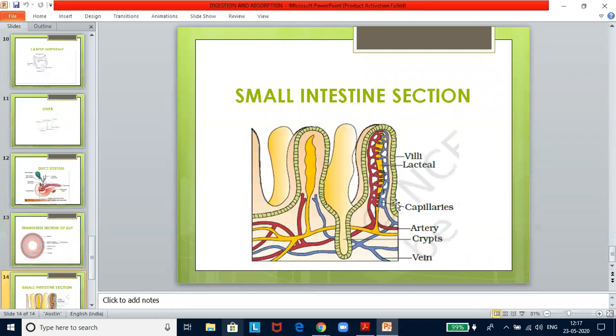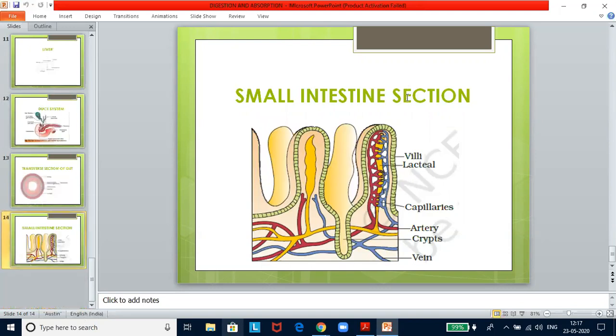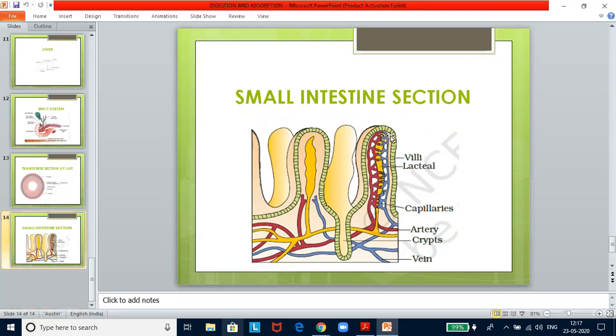This is the villi, and then this is the lacteals. Villi will absorb the amino acids and carbohydrates, but lacteals will absorb the fatty acids and glycerol, the end products of digestion. And here you find they are richly surrounded by the capillaries, artery, crypts, and the vein. So this diagram is also very important. They might ask you to identify the parts. So please make a note of all these diagrams that are important from the examination point of view.